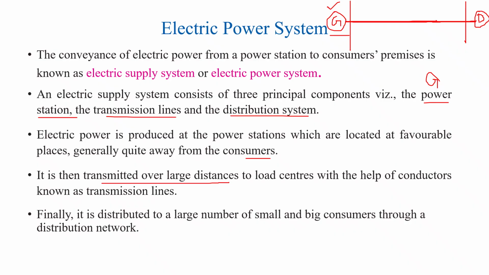Finally, after it reaches this section, it is distributed to a large number of small and big consumers through the distribution network. So a power system is basically the process that involves generation of power, transmission of power, and distribution of power.